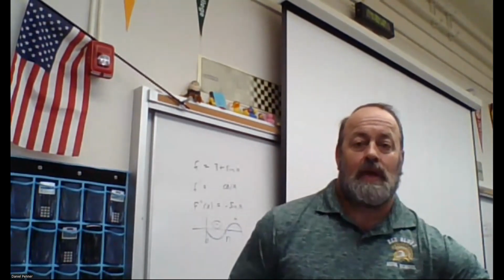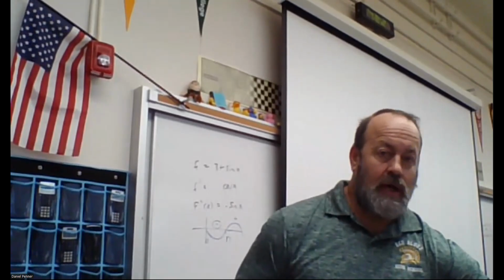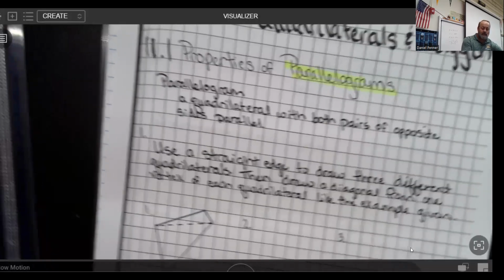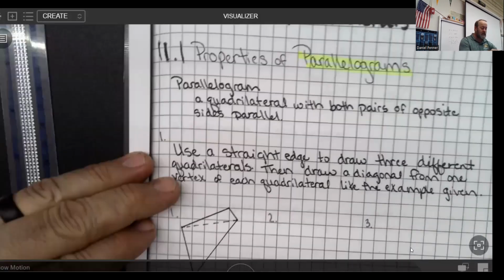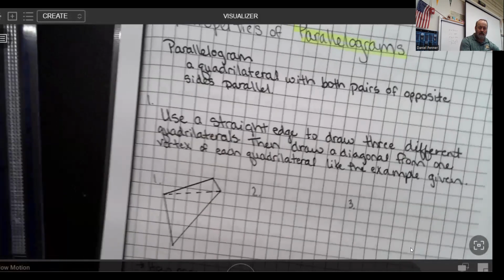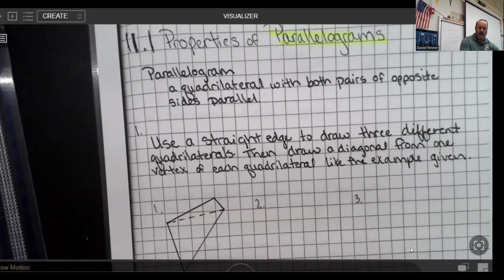So anyway, without any further ado, let's take a look at our little set of notes. What we're going to do is, again, talk about the properties of parallelograms. A PDF version of these notes is sitting online right now. Let me see if I can make this look straight. That looks a little bit better.